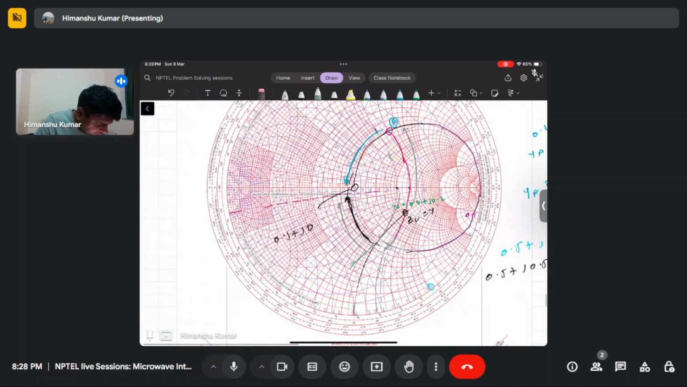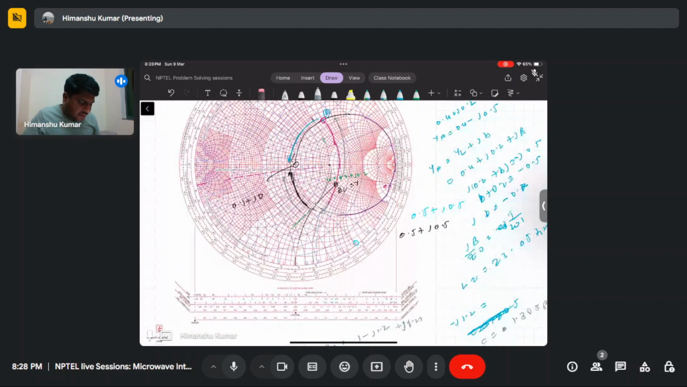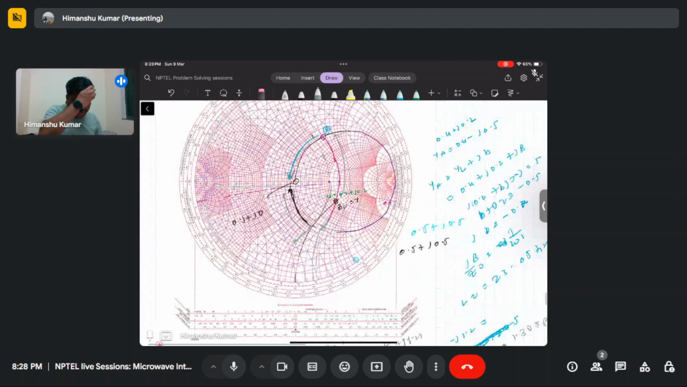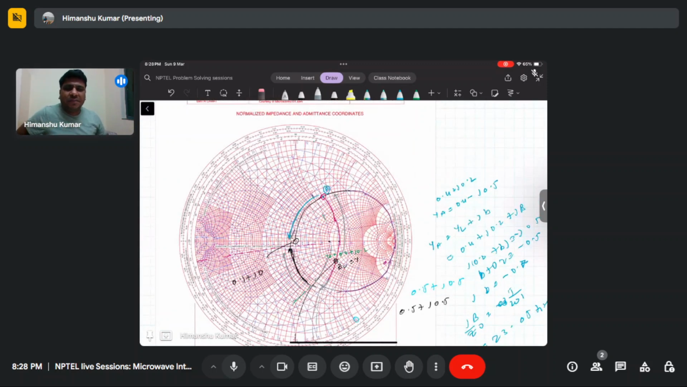Pardon me, at the initial point I marked it wrong, and that's why the values on each side were not matching. Later I corrected it, and then we are getting the correct values. So you can use this impedance-admittance Smith chart to design any impedance matching circuit and network, and you can use it to match any load to a transmission line or coaxial cable.